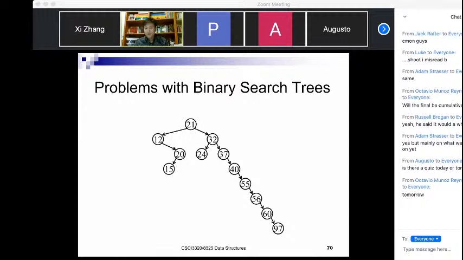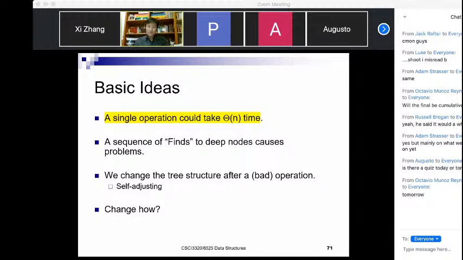So the basic idea in the splay tree algorithm: a single operation may take big O n time. However, a sequence of find operations to the deepest node in the tree will not be that bad. So a sequence of bad operations will be the problem, and it just tries to handle the sequence of bad operations.